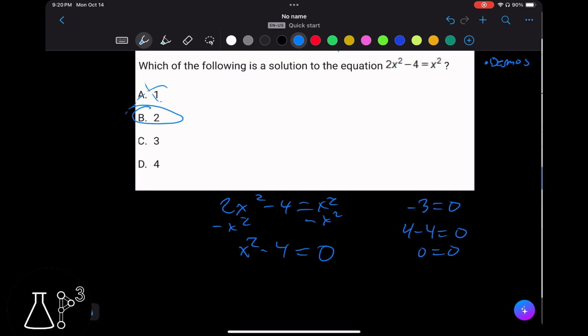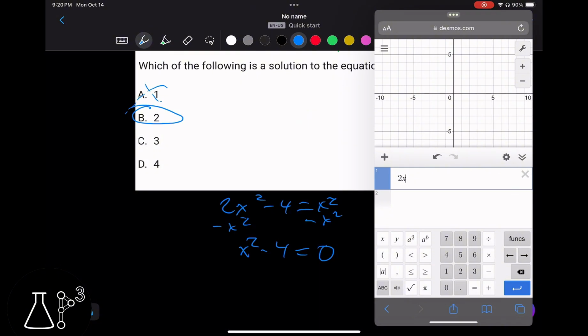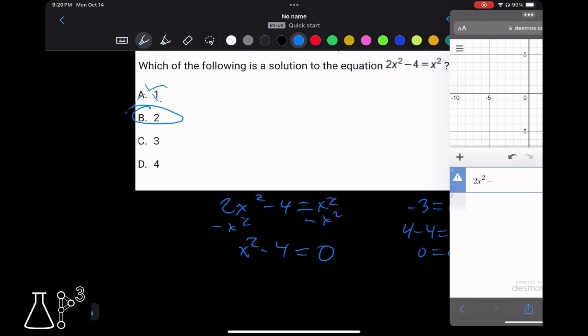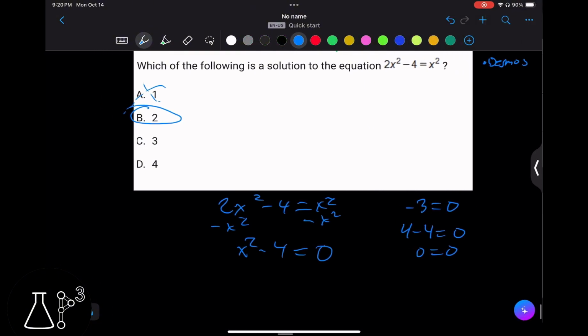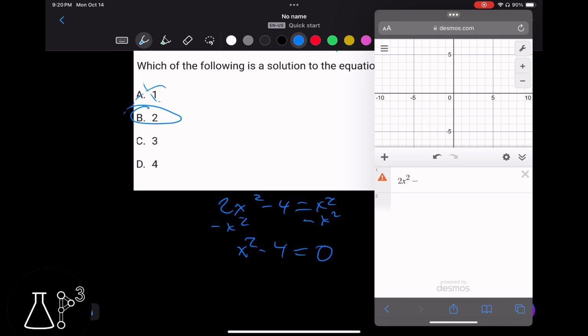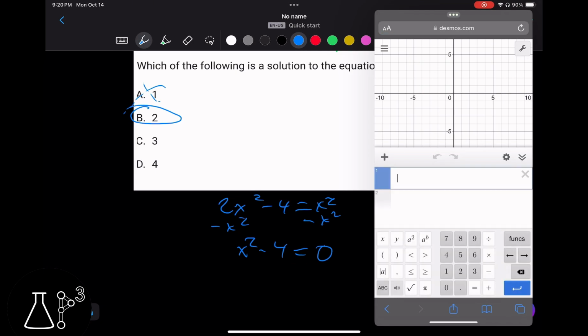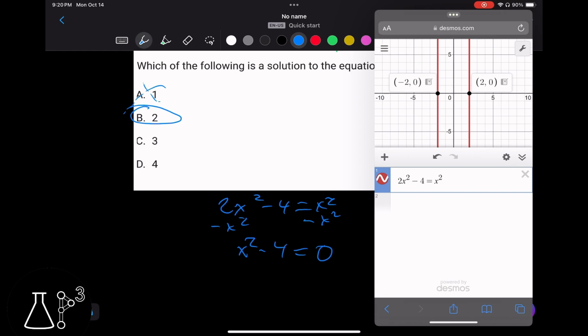And if you plug it into Desmos, so if I do 2x squared minus 4, yeah. Whoops. 2x squared, let me redo it. 2x squared minus 4, which equals x squared. I see I have two values, negative 2 and 2. Therefore, my answer is B.